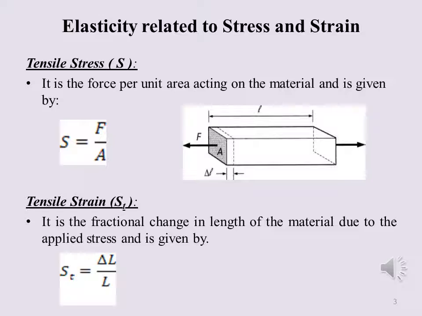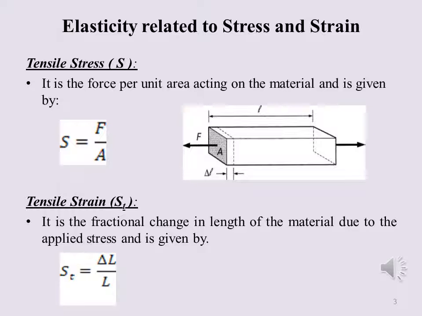Tensile stress, S. It is the ratio of the applied force over the surface area of the body part exposed to the force, as in the equation. Tensile strain, St. It is the fractional change in length of the material due to the applied stress and is given by the ratio of the change in length, delta L, to the initial length, L, as in the equation.